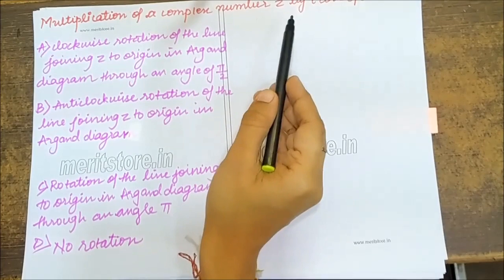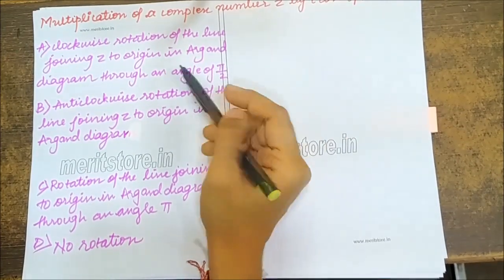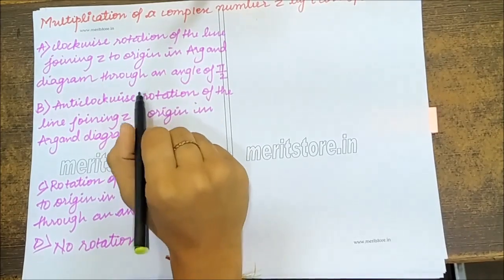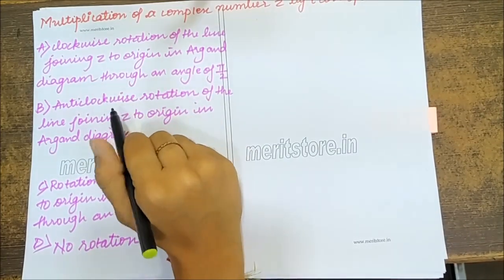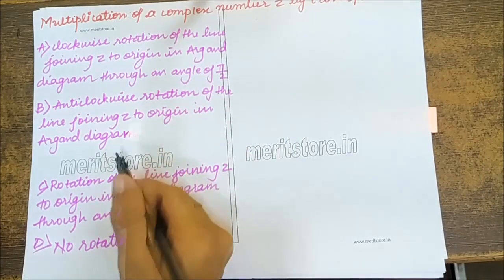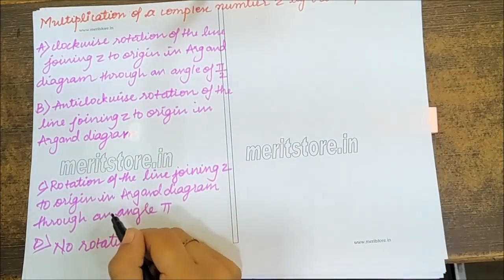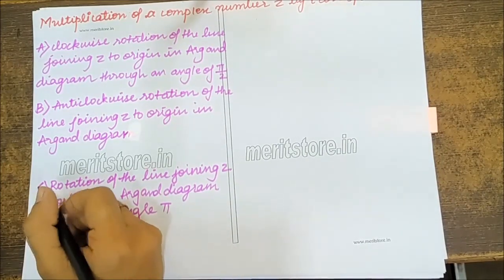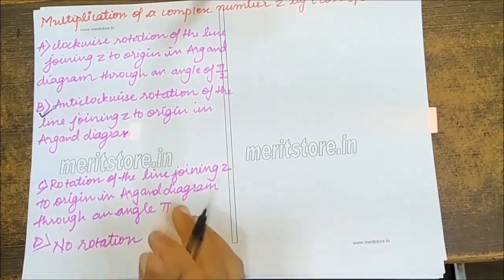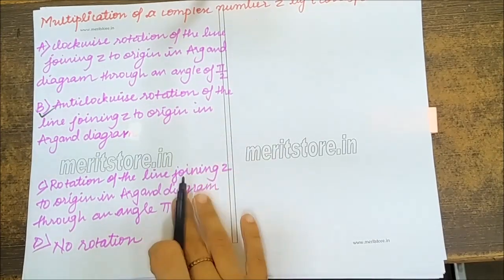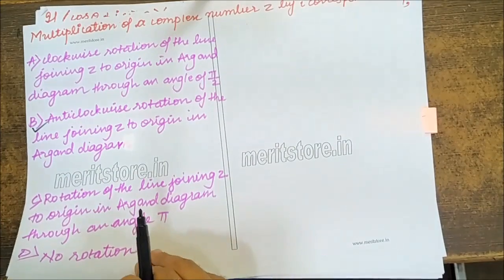Multiplication of a complex z by i corresponds to anticlockwise rotation of the line joining z to the origin in Argand's diagram through an angle of pi by 2. So the answer is B. Anticlockwise, when you are going joining z to origin, you are going in anticlockwise direction.